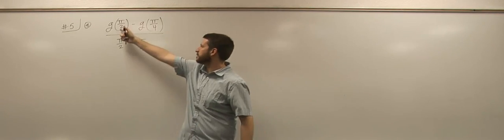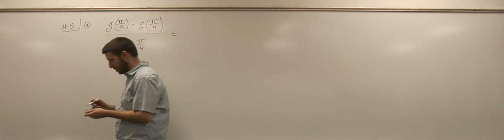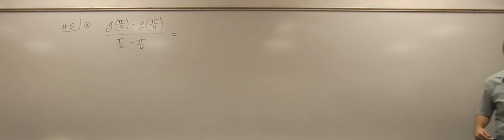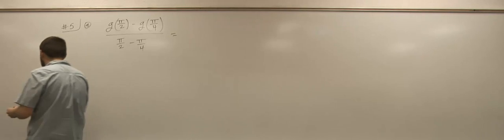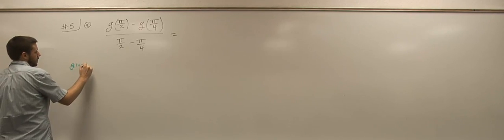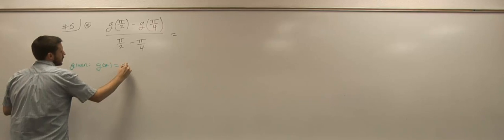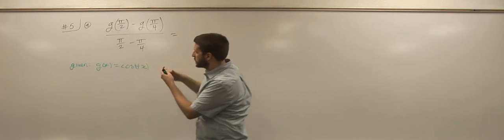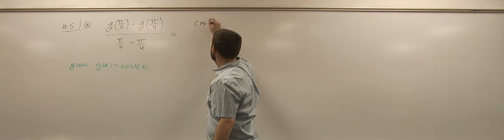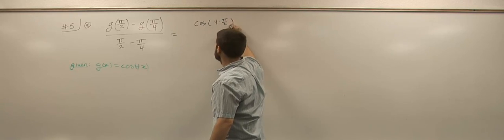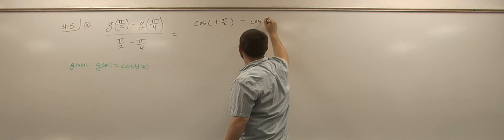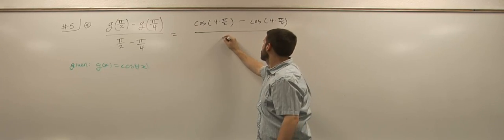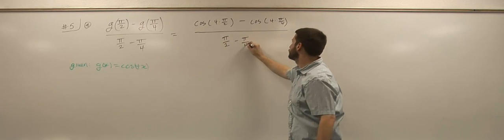What's g of pi over 2 mean? Yeah, plug in pi over 2 to your g function, which is up here. g of x equals cos 4x. All right, so you're given that. Then you start by plugging pi over 2 in for x. So this will be cos of 4 times pi over 2 minus cos of 4 times pi over 4, all divided by pi over 2 minus pi over 4.